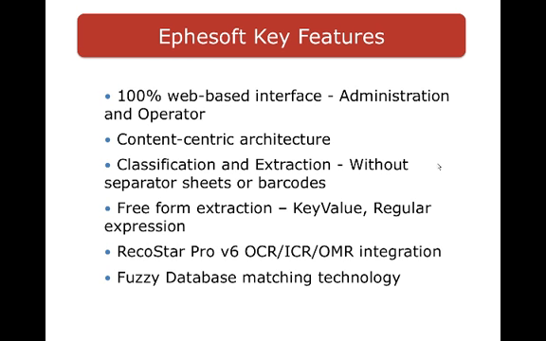And it uses RecoStar Pro version 6 on the back end to do that ICR, OMR, and OCR. And so you know that there's enterprise quality OCR going on in the background. It also is able to do database matching, so you're able to pull and index information off of external databases. So that may be information that is not on the document itself, or it could be more free-form documents that you're processing, where it's really hard to make regular expression rules for extracting the information, but it can recognize that it's somewhere on that document, and so it can match that up to a database row and then index from that.